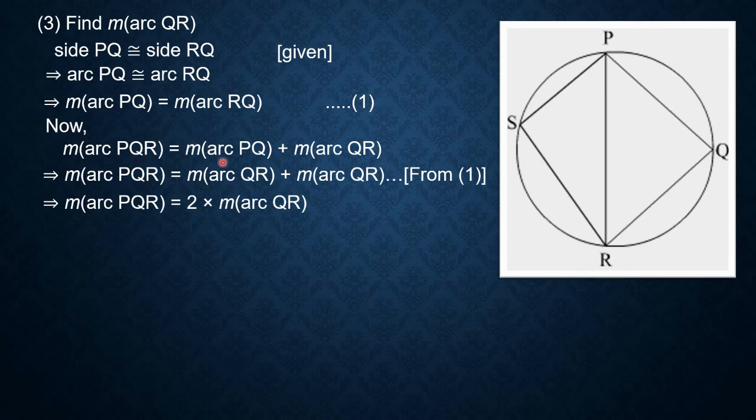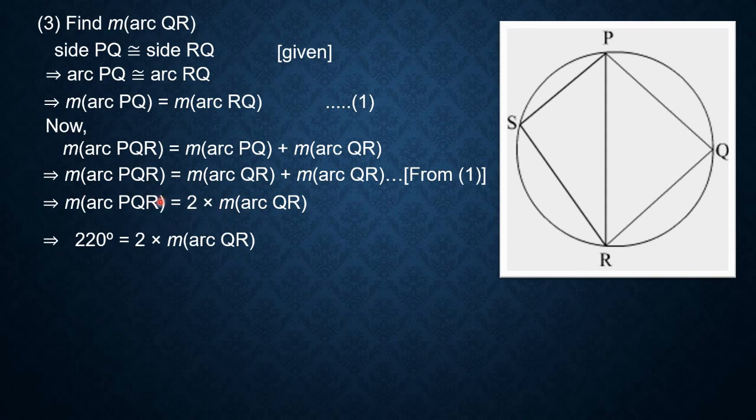Now, we know that arc PQ and arc RQ are congruent. So here, in place of arc PQ, you write arc QR, as both of them are congruent. So from here, we get measure arc QR plus measure arc QR on the right hand side. We can add this up to get 2 times measure arc QR.